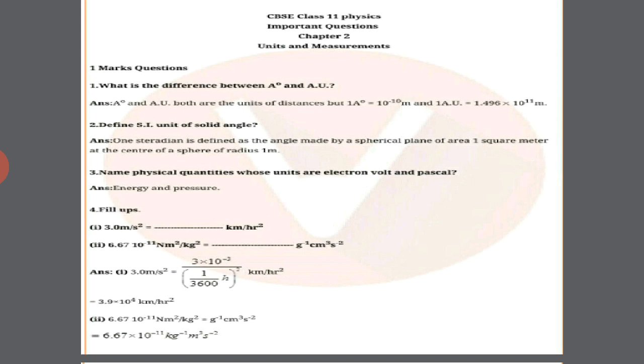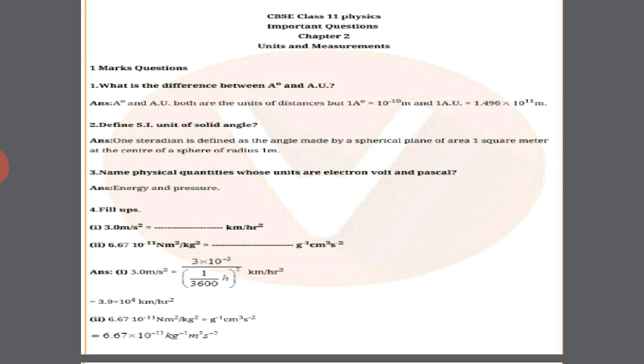Next question. Define the SI unit of solid angle. One steradian is defined as the angle made by a spherical surface of area 1 square meter at the center of a sphere of radius 1 meter. Next question. Name the physical quantities whose units are electron volt and Pascal. Electron volt is the unit of energy and Pascal is the unit of pressure.